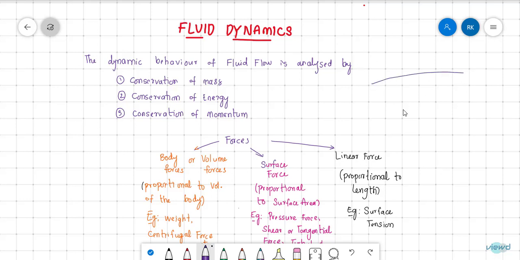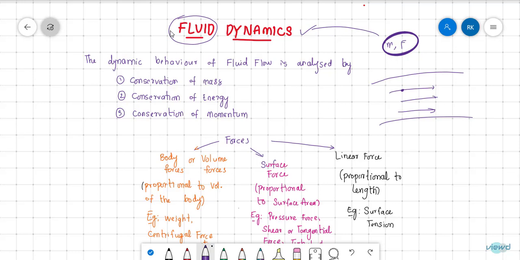If the fluid is flowing in a path and we need to find the force at any point, then fluid dynamics can be used to determine the force at any point. If we consider mass and force in our analysis, that is called dynamics. We are dealing with fluid, so it is called fluid dynamics.